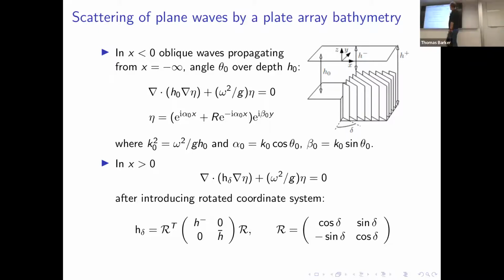Okay, so I'm going to think about a scattering problem. So on the left-hand side, I've got my normal shallow water equation with h naught, and I can write down my solution very easily. There's a wave coming in from the right and a reflected wave coming in, going back out to the left.